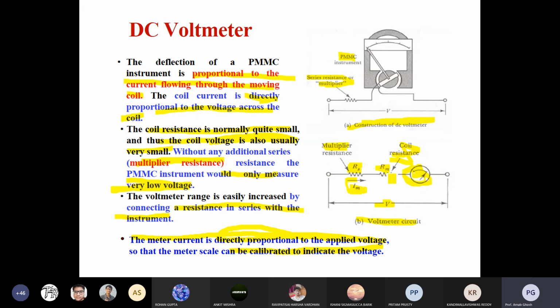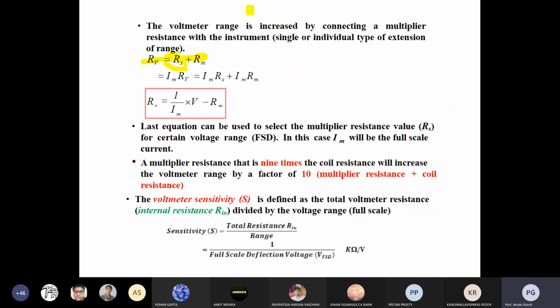The voltmeter range is increased by connecting a multiplier resistance with the instrument. Okay, that is the individual type of extension range. RV equals RS plus RM, so you can replace that. V equals IM into RV. Multiplying the current on both sides, IM into RV equals IM into RS plus IM into RM.